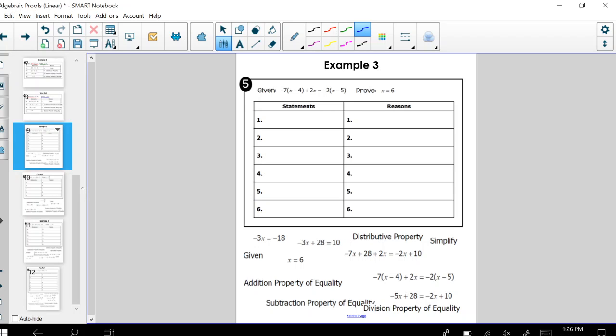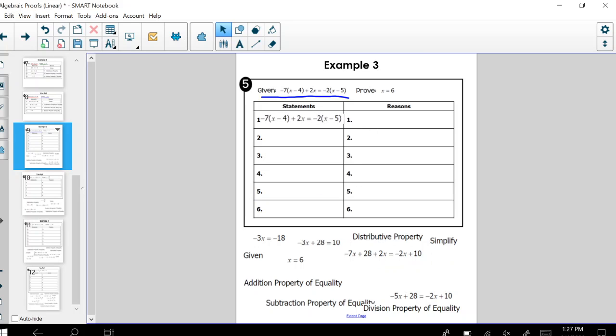And then all of our words are going to be mostly probably our reasons. So again, we always start with what's given. So -7 times x minus 4 plus 2x equals -2 times x minus 5. So I'm going to sort through here and find that one and drag it up to my statements. And now the reason for that is simply because it's given. That's what the problem tells me.